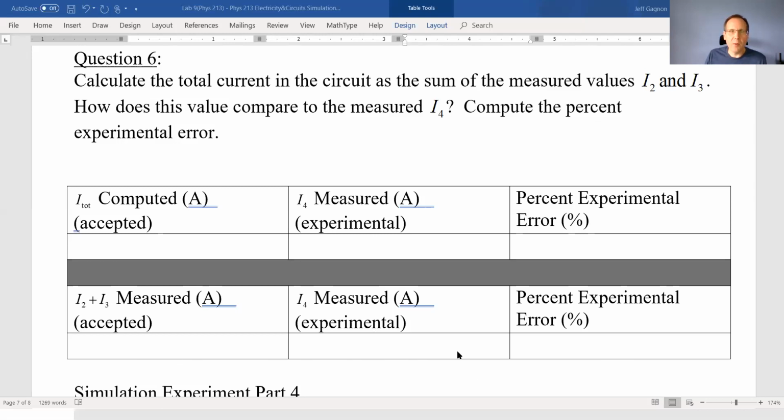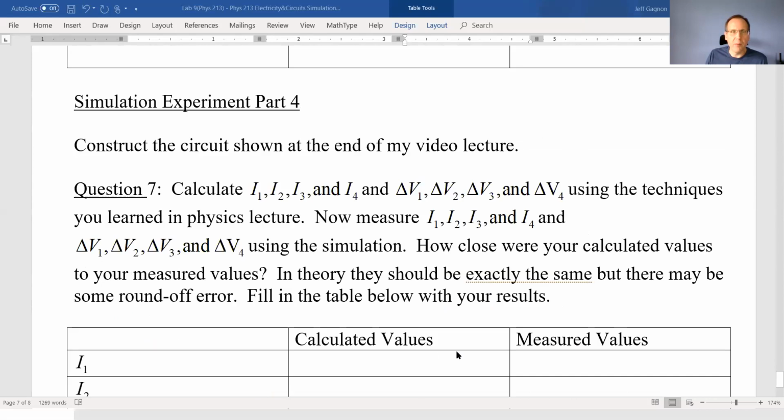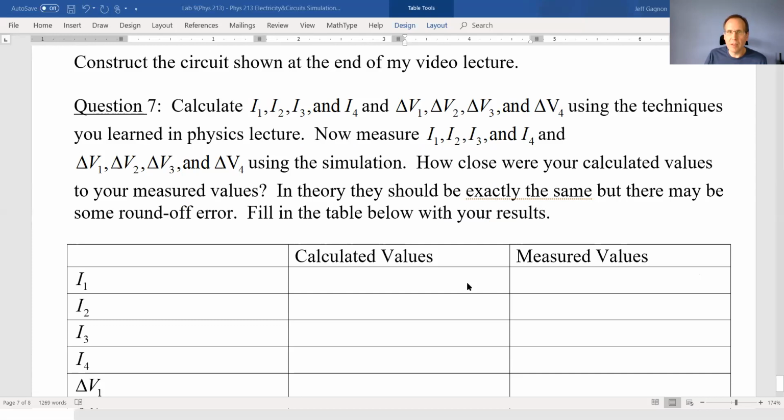Okay, so then once you've done that, there's one other thing that I want you to do. I'm calling the simulation experiment part 4. I want you to construct a slightly more complicated circuit. And I'll show you this in a second. I'll get on the iPad and show you what I want you to do.